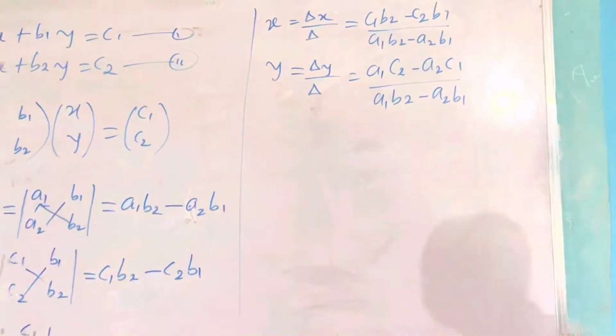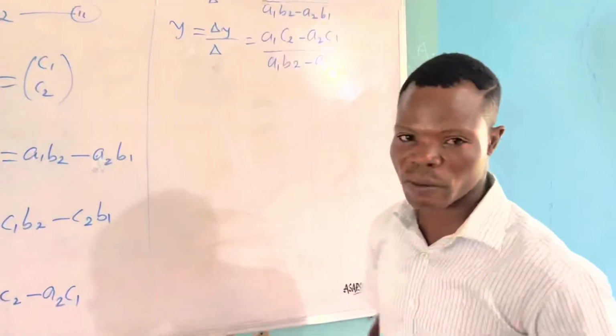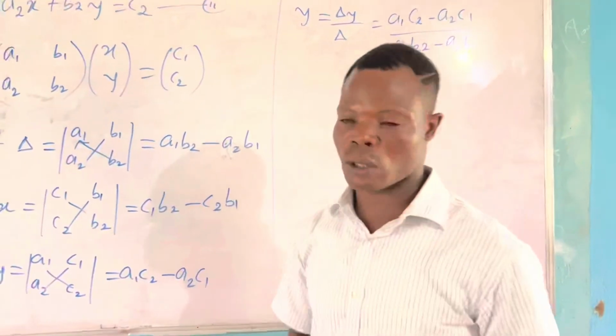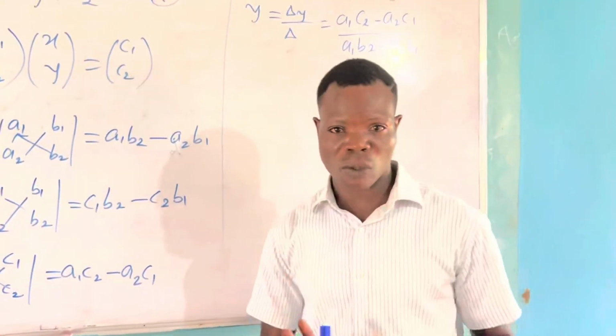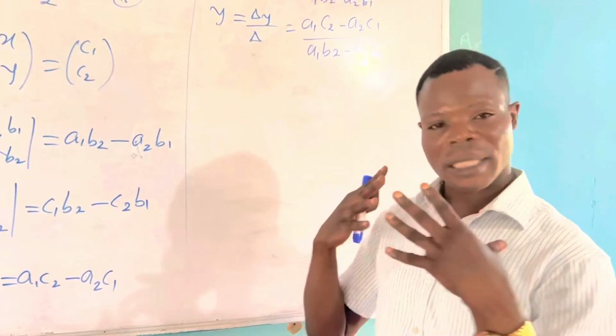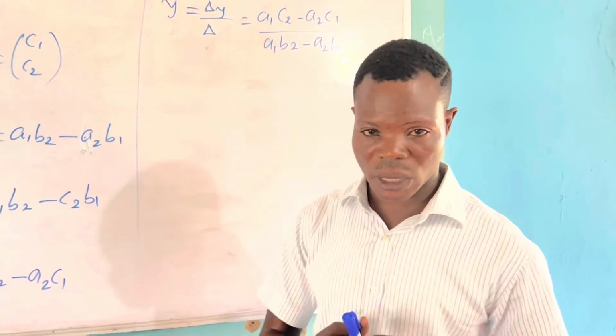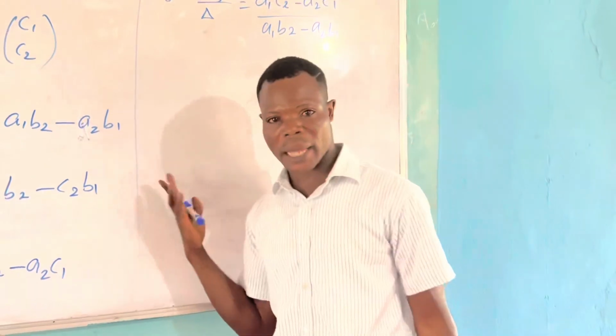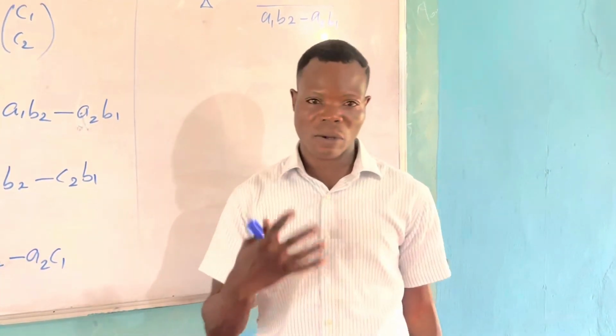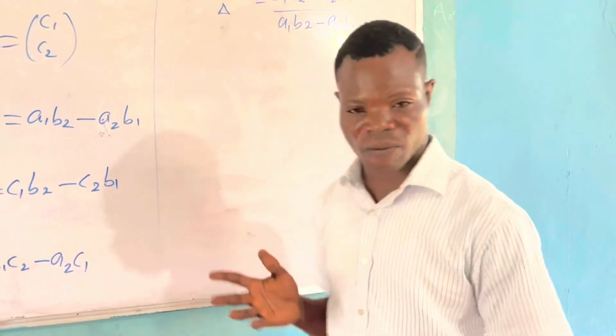So this method is Cramer's rule method of solving system of linear equations. You can only use this method when you are dealing with a system of linear equations. But in a situation whereby you are dealing with one linear and one quadratic, you cannot apply Cramer's rule, so we apply other methods. So this is what I have for you today.